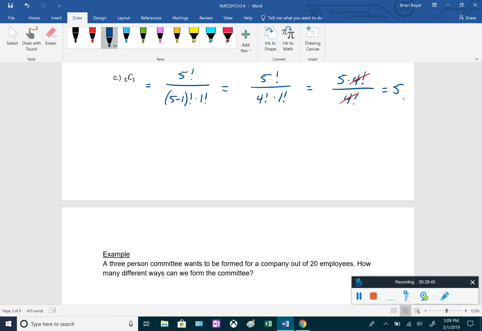If we have 5 objects and we're seeing how many different ways we could choose one of them, that's just taking each one of those 5 objects, which is a total of 5 different ways to do it. So in general, if we have n choose 1, that's going to equal n.